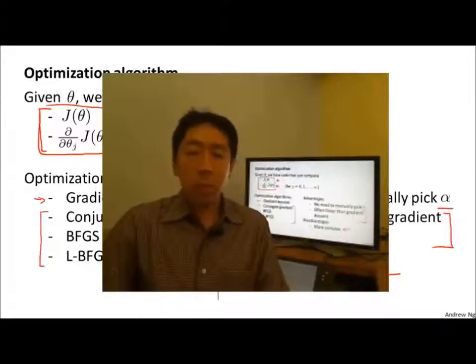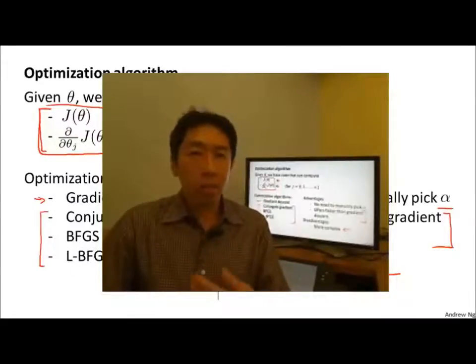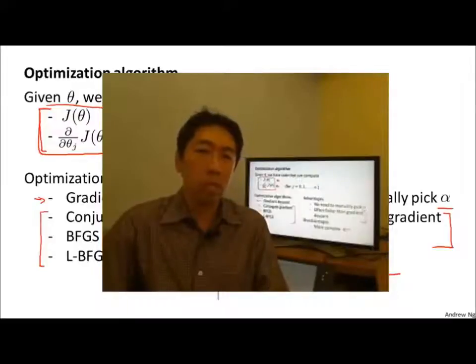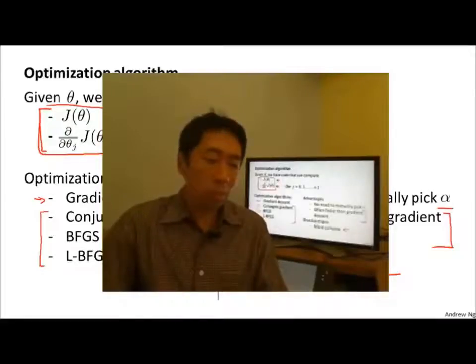And so if you're using a different language for your machine learning application, like C, C++, Java, and so on, you might want to try out a couple different libraries to make sure that you find a good library for implementing these algorithms, because there is a difference in performance between a good implementation of conjugate gradient or LBFGS versus a less good implementation of conjugate gradient or LBFGS.